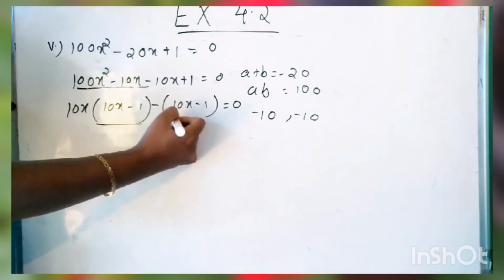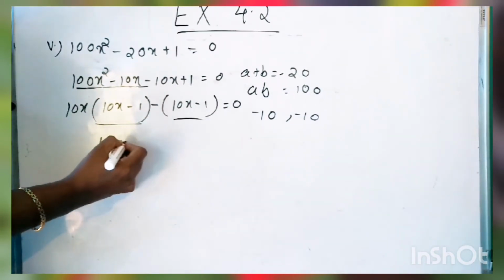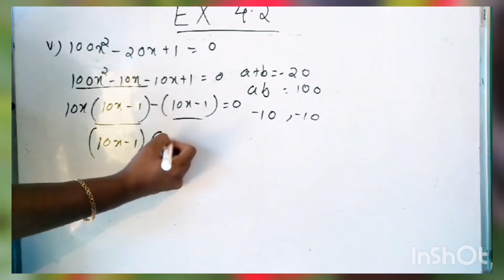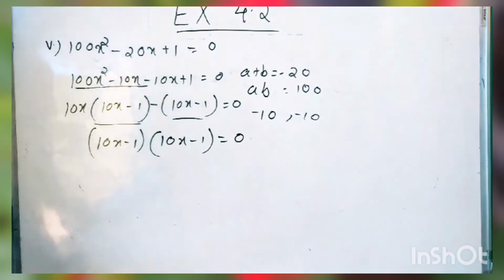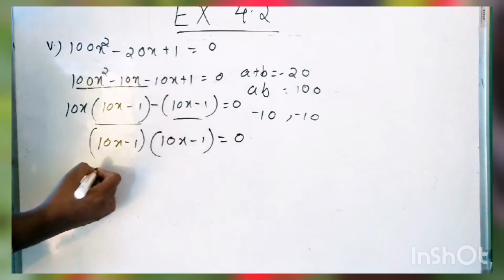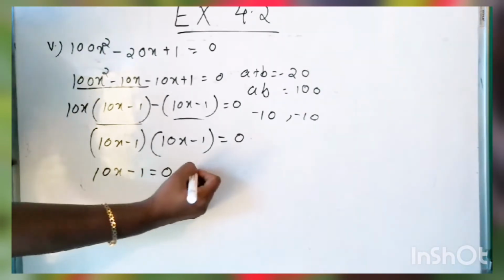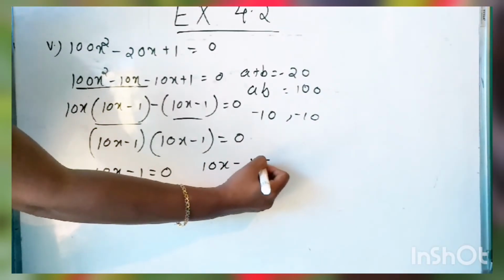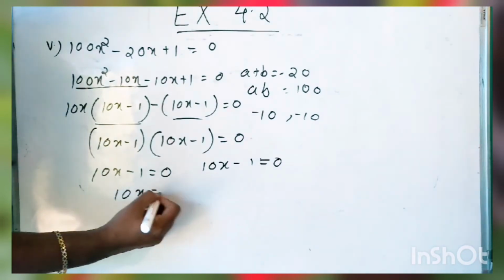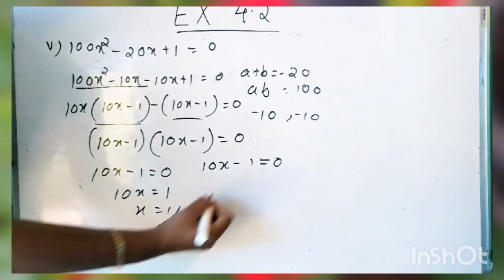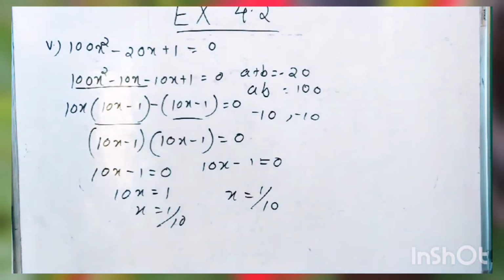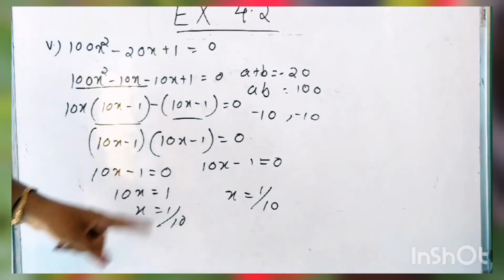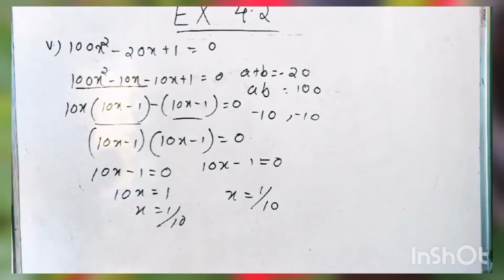Now 10x minus 1 is common. So 10x minus 1 into first term 10x will remain and the second term minus 1 will remain. Here also we have equal roots. That is 10x minus 1 is equal to 0 or 10x minus 1 is equal to 0. This implies 10x is equal to 1, that is x is equal to 1 by 10. Here also we will get x is equal to 1 by 10. Therefore, the equal roots of the given quadratic equation are 1 by 10 and 1 by 10.